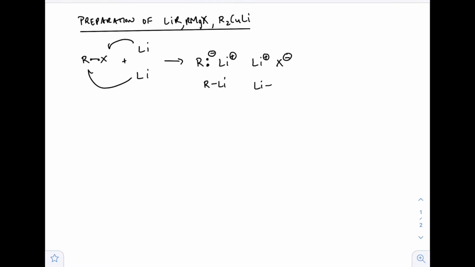Okay. Really, you don't need to know that. I mean, this is the way my brain thinks of it. That's kind of the way it is actually. They reduce because they're elemental metals. So they give an electron, make an R minus, make an X minus, and then there you go. You get your salt as well.